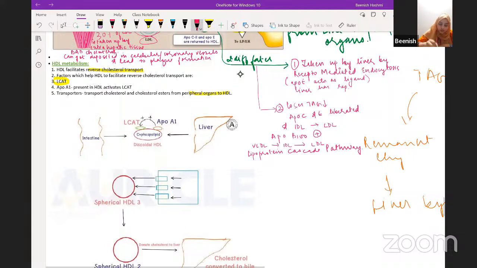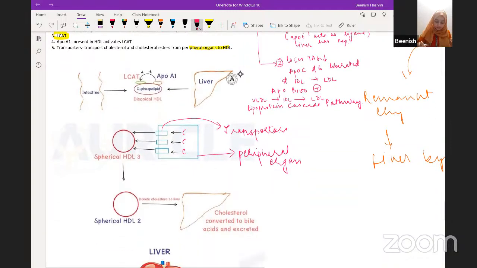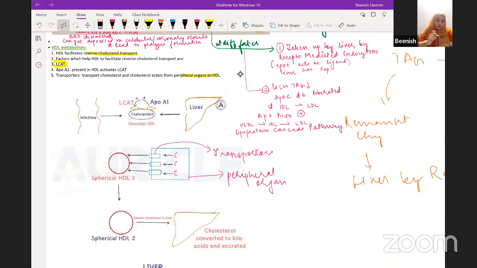Those transporters are involved in transport of cholesterol and cholesterol esters from peripheral organs to HDL. This is your peripheral organ, you can see it in this diagram. It can be any peripheral organ, and these are the transporters that we are talking about. They are responsible for the transport of cholesterol and cholesterol esters from the peripheral organs to the HDL. We will see how. Your HDL is secreted both from the intestine and the liver.